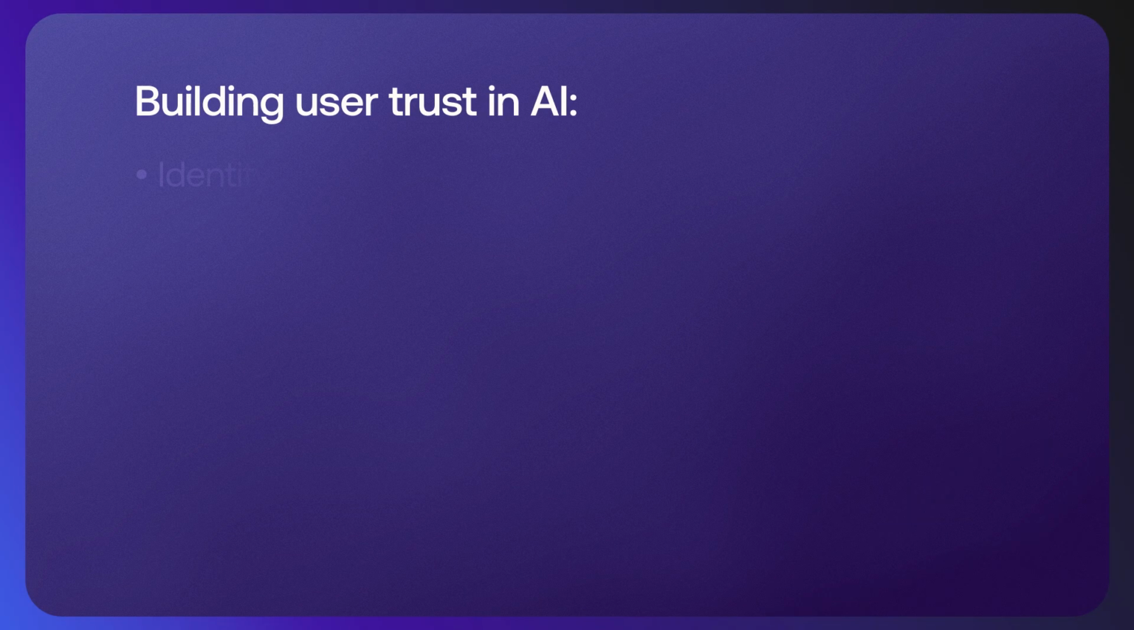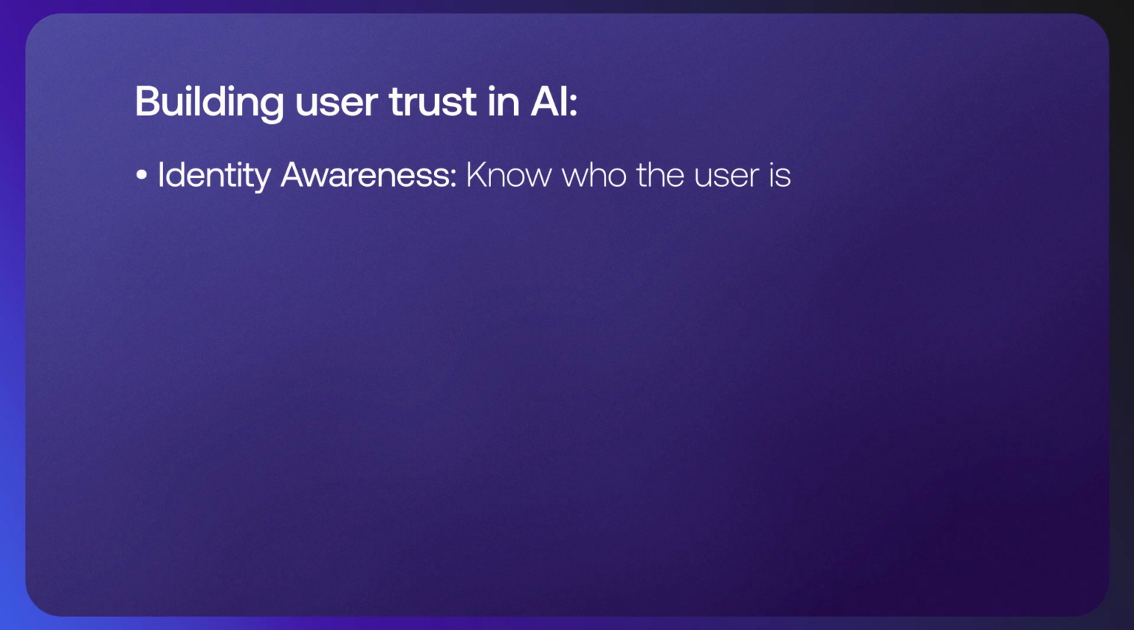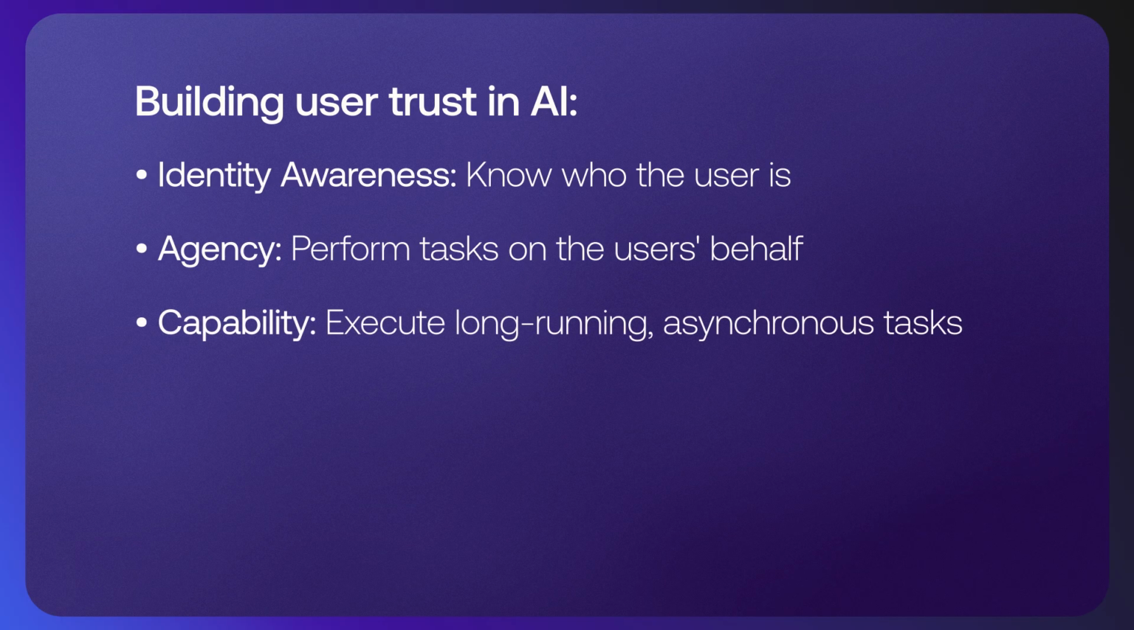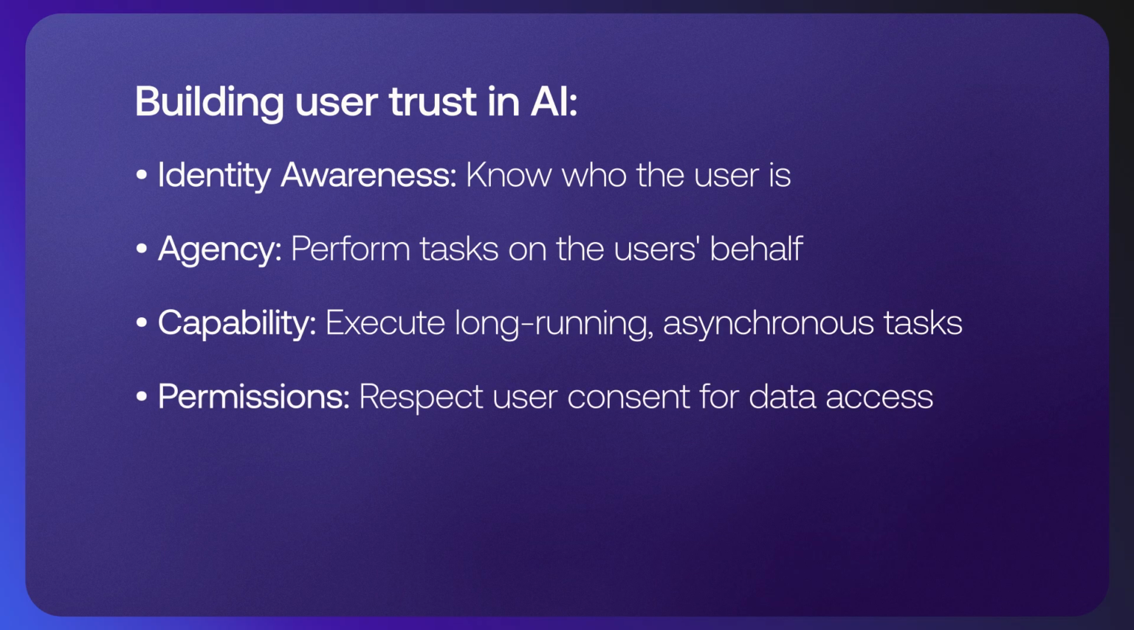But now, for users to feel trust, these AI applications need to know who the user is. They need to be able to perform tasks on a user's behalf. They need to be able to perform long-running tasks with async instructions. And they must consider a user's permission to get data for that user.